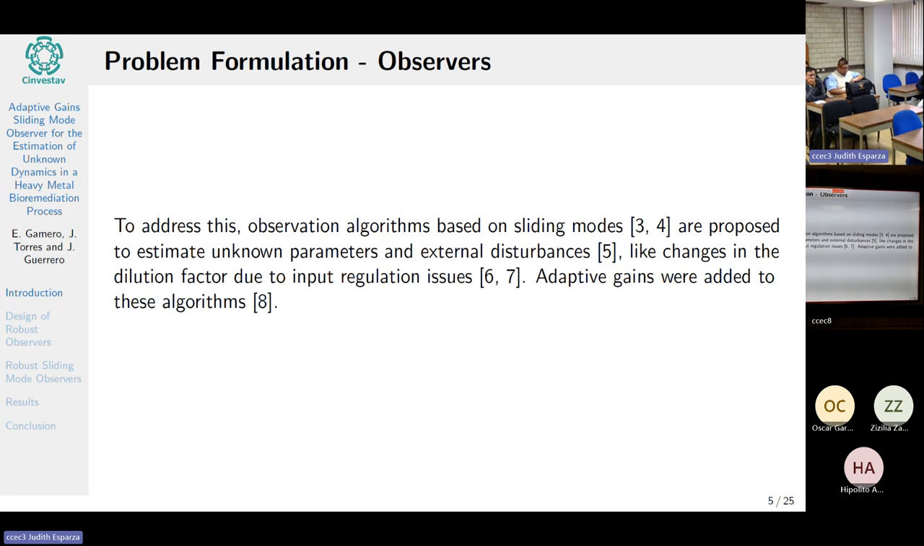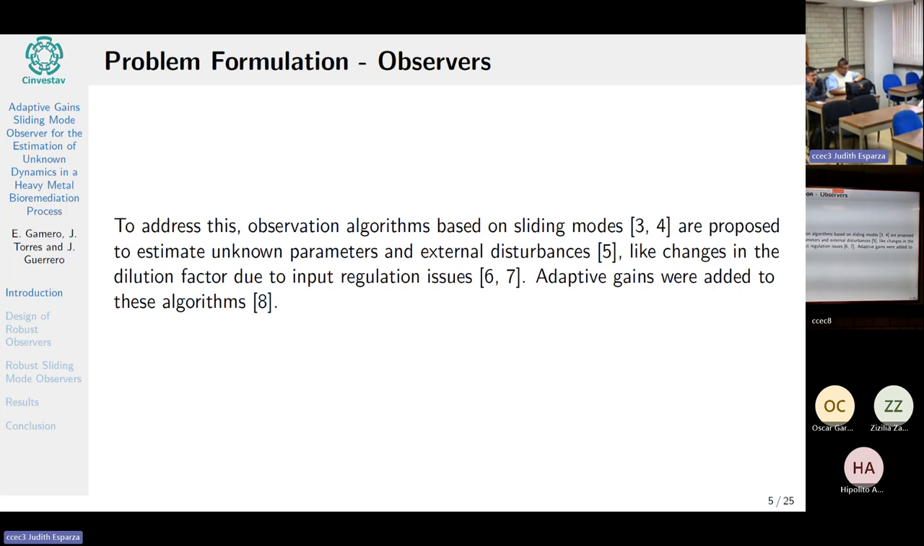In this paper we are using sliding mode based observers, and there is a lot of research and information in the literature. But these types of observers are usually implemented in mechanical or electrical systems. In this bioprocess it is more difficult because we have more unknown parameters and unknown dynamics that we have to estimate. For example, we want to estimate an external disturbance associated with the dilution factor, which is our control input to this bioreactor.